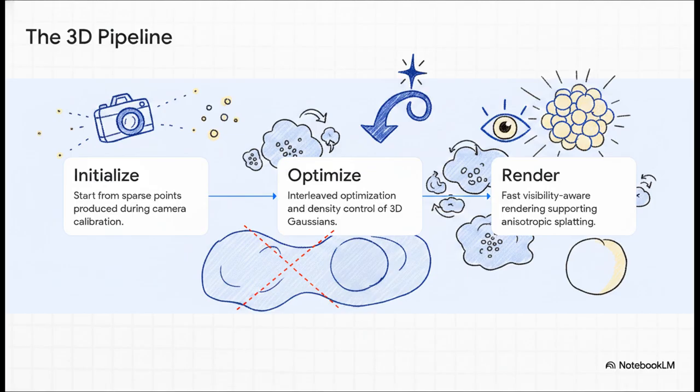Step 1. Initialize the scene geometry using sparse points obtained entirely for free during the camera calibration phase. Step 2. Utilize an interleaved process of mathematically optimizing and controlling the density of explicitly defined 3D shapes. And Step 3. Implement a lightning-fast, visibility-aware rendering algorithm designed specifically for the GPU's hardware architecture. When you combine these 3 steps, this pipeline explicitly maps the solid geometry of the scene, eliminating the need to evaluate integrals in empty space entirely.